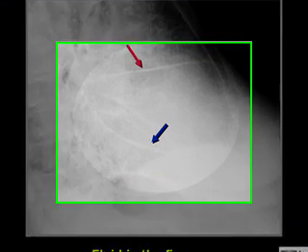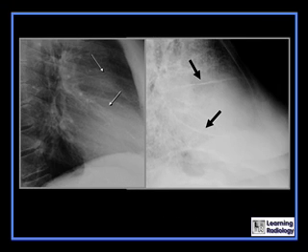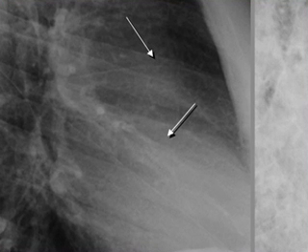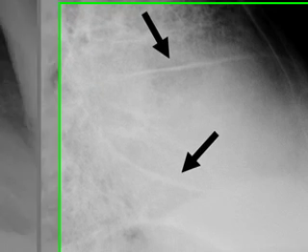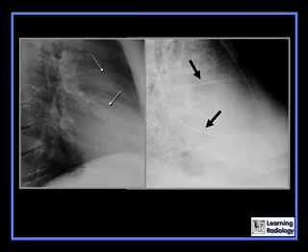This is an example of fluid in the fissures. The red arrow is pointing to fluid in the minor fissure, the blue arrow to fluid in the major fissure. These are thicker than the point of a sharpened pencil. And this is an example of the same individual before fluid accumulates in the fissures, where they are visible but very thin, and then after the fluid accumulates, where the fissures are much thicker.